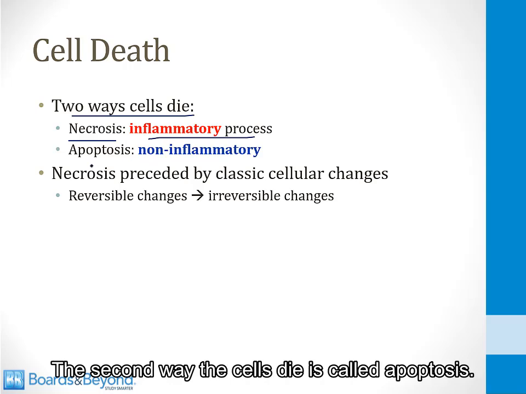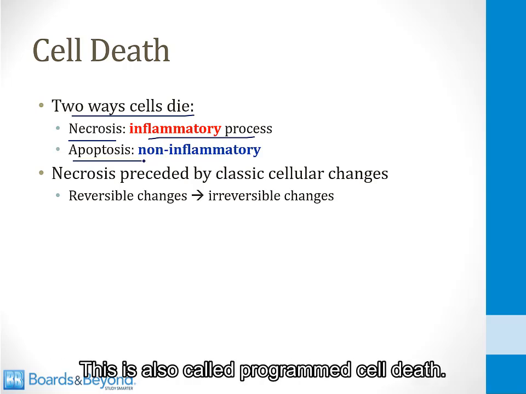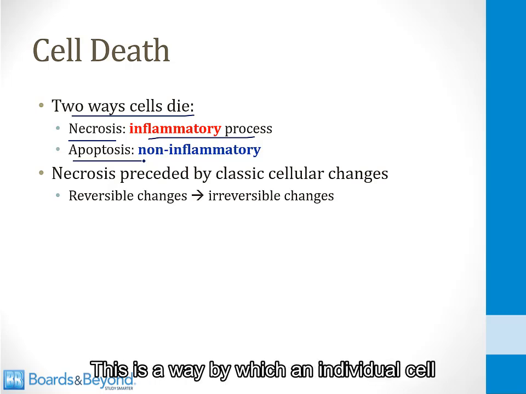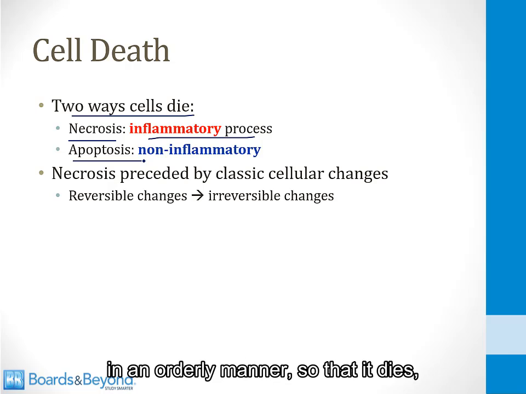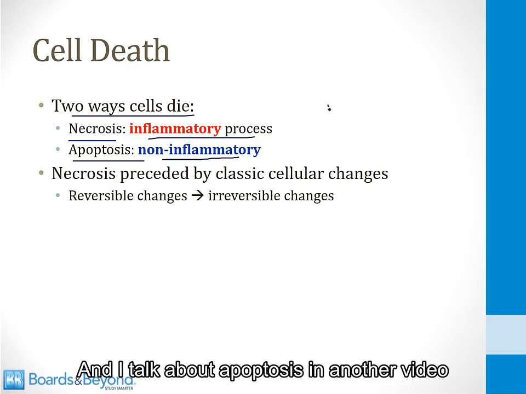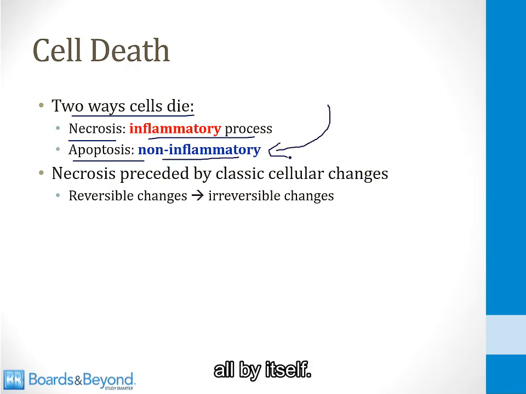The second way that cells die is called apoptosis. This is also called programmed cell death. This is a way by which an individual cell basically kills itself in an orderly manner so that it dies and does not cause harm to the body. This is a non-inflammatory process, and I talk about apoptosis in another video all by itself.